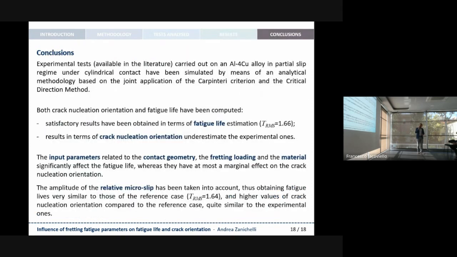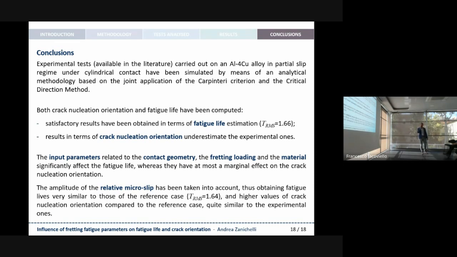So let us move to the conclusions. Experimental tests available in the literature carried out on an aluminum copper alloy in partial slip regime have been simulated by means of an analytical methodology that is based on the joint application of the Carpinteri multi-axial fatigue criterion and the critical direction method. Both crack nucleation orientation and fatigue life have been computed, and we have obtained satisfactory results in terms of fatigue life estimations with a TRMS value equal to 1.66, whereas the results in terms of crack nucleation orientation quite underestimate the experimental ones.